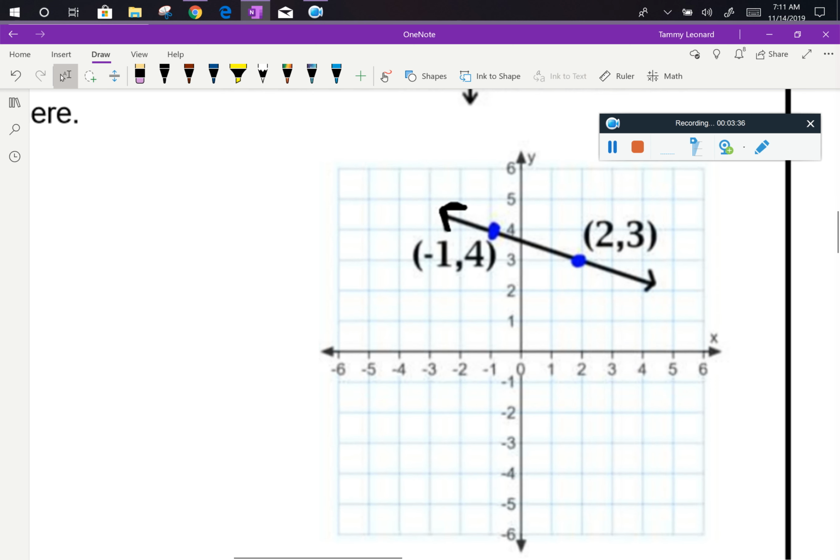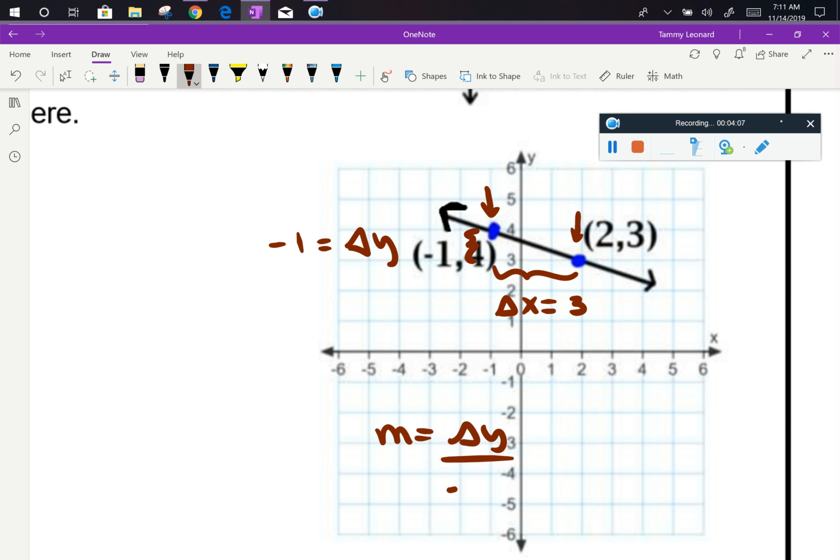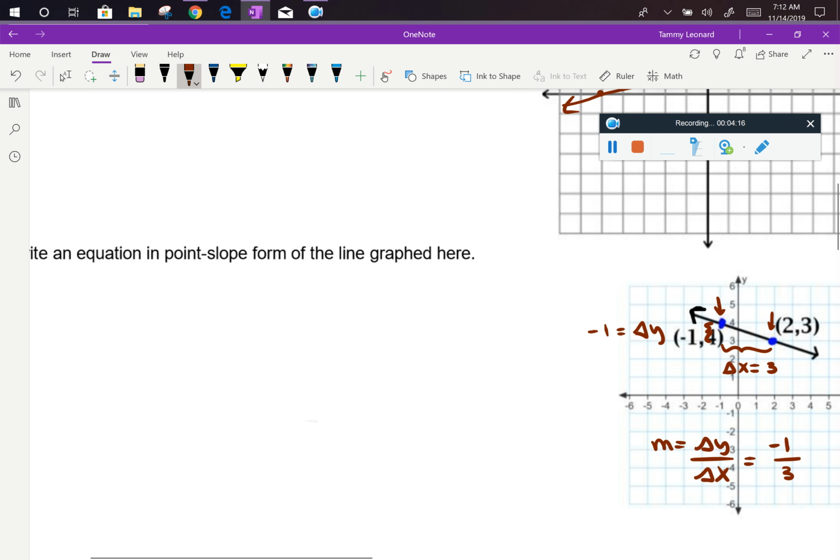If I zoom in on this area, I can see if I was at this first point on the left and I wanted to go to the second point on the right, I would have this change in y and this change in x. So if I look at that, my change in y just goes from 4 down to 3. So my change in y is a -1. My change in x goes from a -1 to a +2. So my change in x is a total of 3 spaces. So if I'm thinking of my slope as the change in y divided by the change in x, change in y was -1, change in x is 3, I can see that my slope is -1/3.